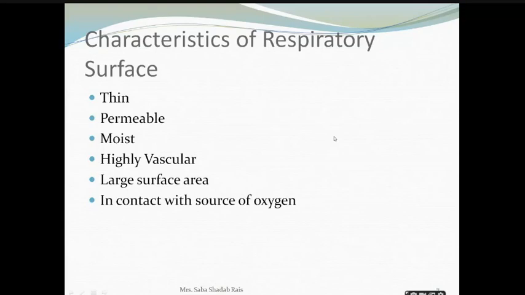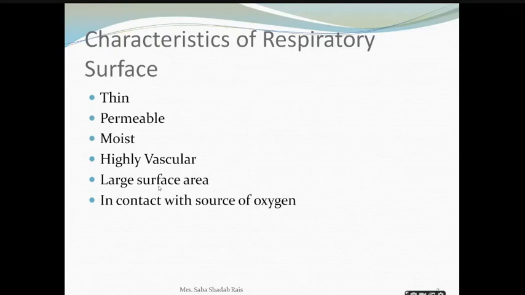So if more vascular is there, it is going to give more area, or you can say a large surface area. Now why do we require the large surface area? Because if there is a large surface area, the respiratory organ will get large space for the gaseous exchange, so gaseous exchange will become very efficient if the area is highly large.